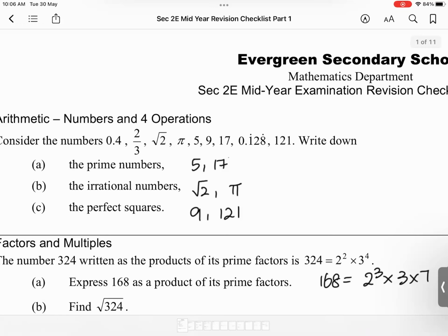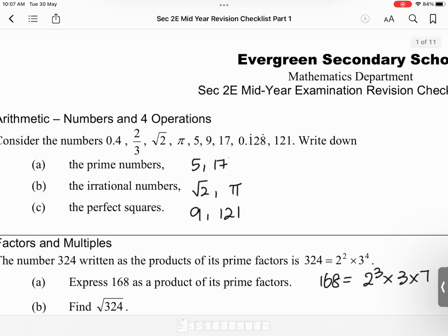Okay, then if that's the case, let me ask all of you one question. Can some of you help me answer? In this list, which of it is a recurring number? Which of these is recurring? Sorry, again? 0.128. Yes, with the two dots above, right?